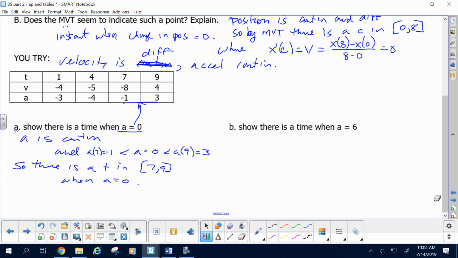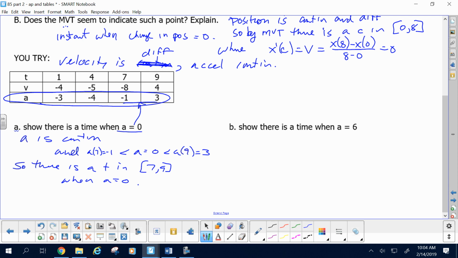Now B, 6 is not obvious in the table. There is no reason to indicate looking at the A row why A would be 6. 6 isn't anywhere in there, nor is it enclosed by any of those values, yeah? And yet, there is a place where the change in velocity over an interval is 6. Where? And I think, isn't there? I thought there was. Isn't there?